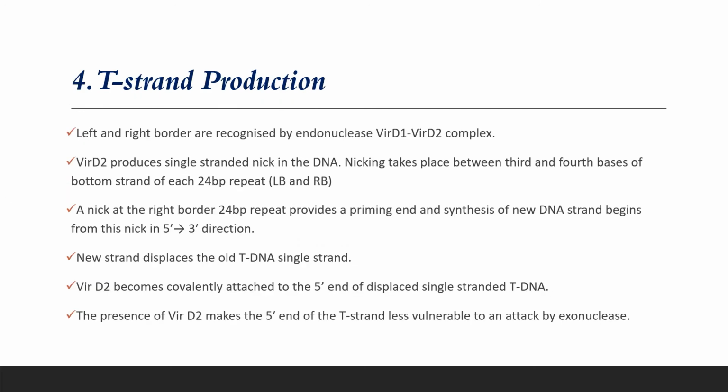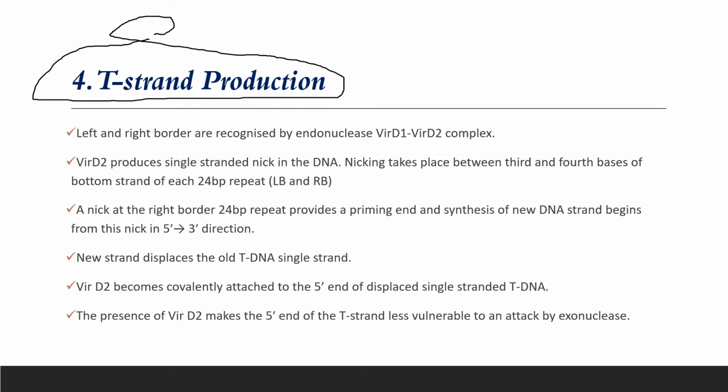So talking about the fourth part, which is T-strand production. We just studied the vir genes part, so now we'll study T-strand production. The left and right borders are recognized by the endonuclease virD1 and virD2 complex. As the attachment of Agrobacterium to the plant and the activation of vir genes is done, now what happens is in the Ti plasmid, which I have explained in my previous video. The Ti plasmid consists of many parts such as left border, right border, T-DNA, vir genes, and origin of replication.